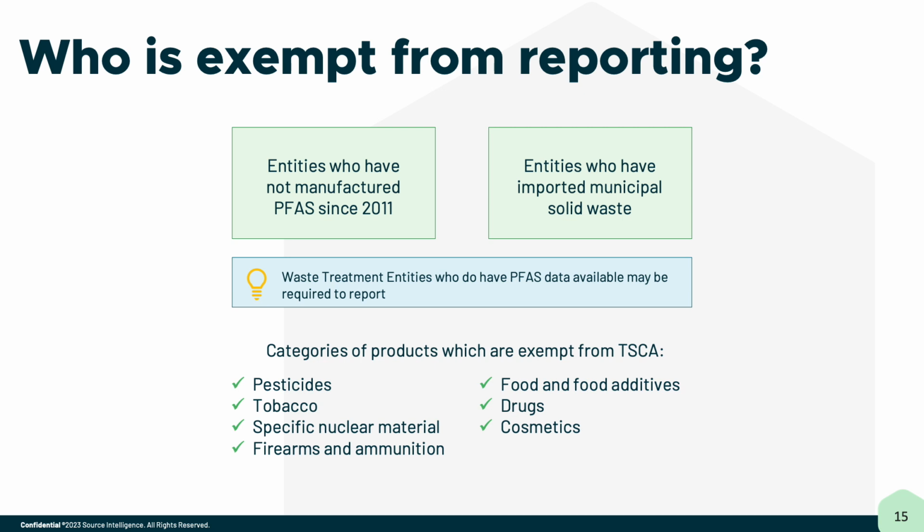In addition, many categories of products are already exempt from TSCA reporting as they are covered by other governmental organizations. These include pesticides, tobacco, specific nuclear material, firearms and ammunition, food and food additives, prescription drugs, and cosmetics. Companies utilizing PFAS for these products would not be subject to the reporting requirements.